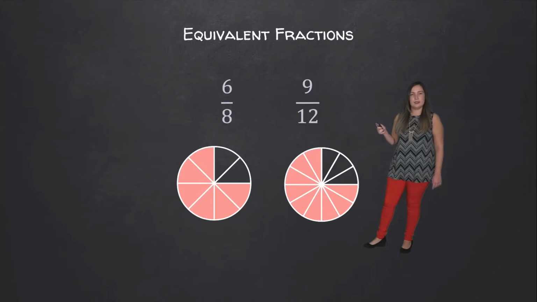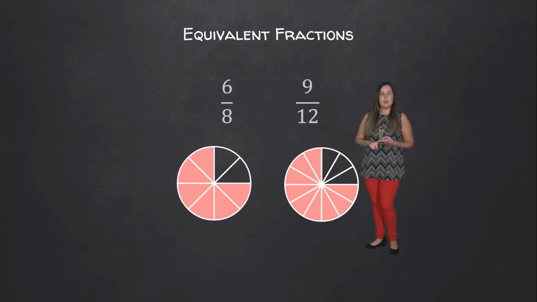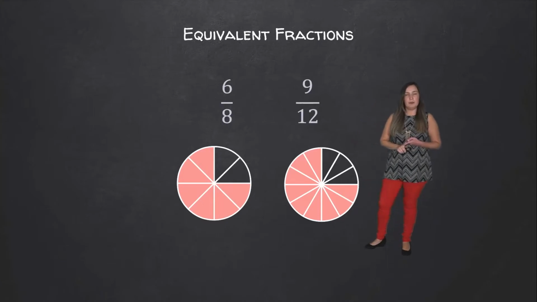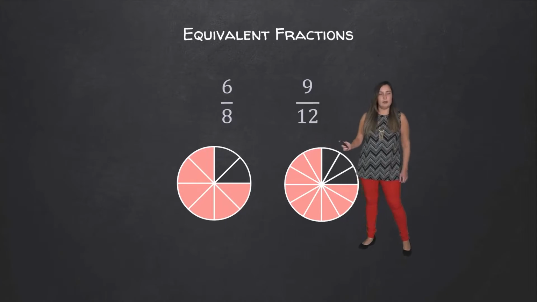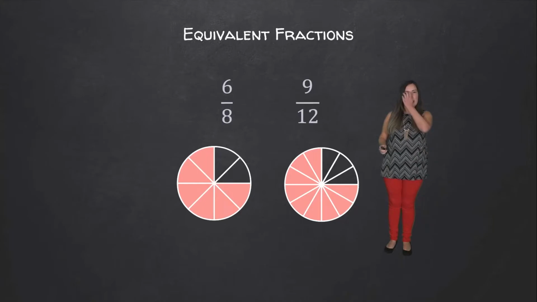So, if you look at both our models, even though they're split up into different amount of pieces, and even though our numerators here are different, representing different number of pieces, they're still equivalent. If we look at them side by side, the same area is shaded for both. This means that these two fractions are equivalent.